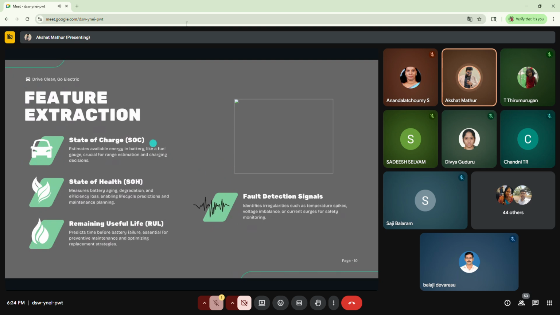Next is the feature extraction. Just a second, guys.